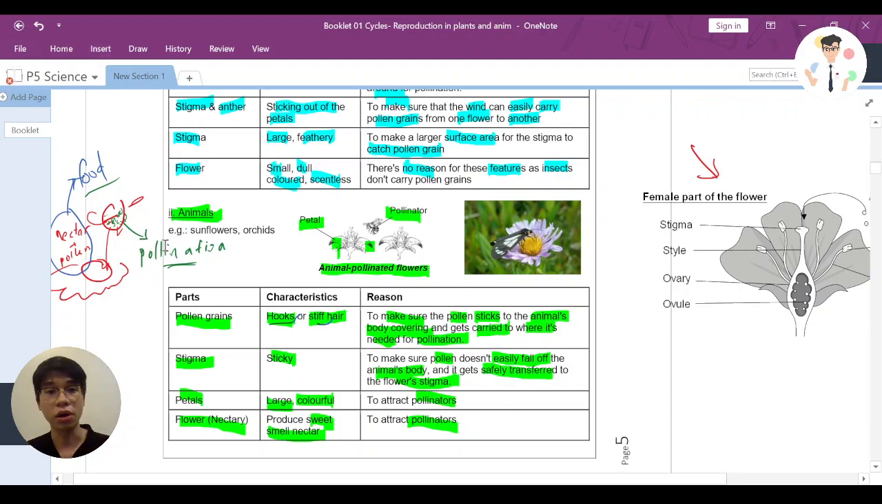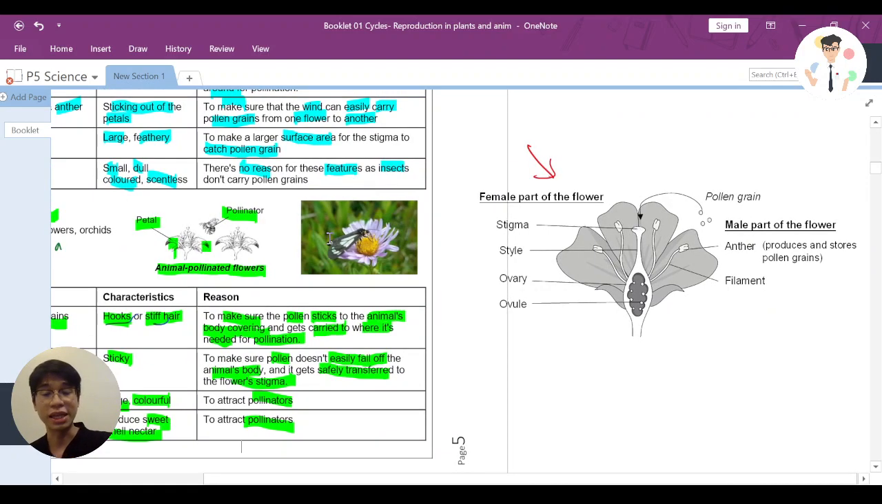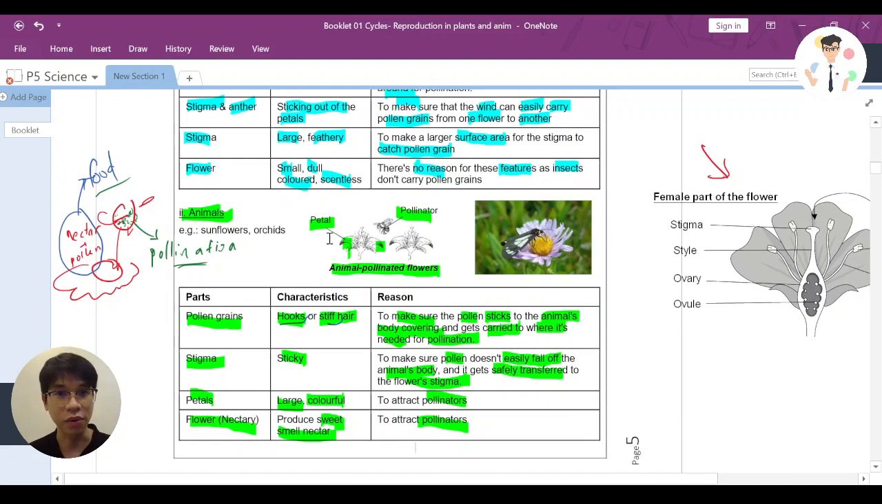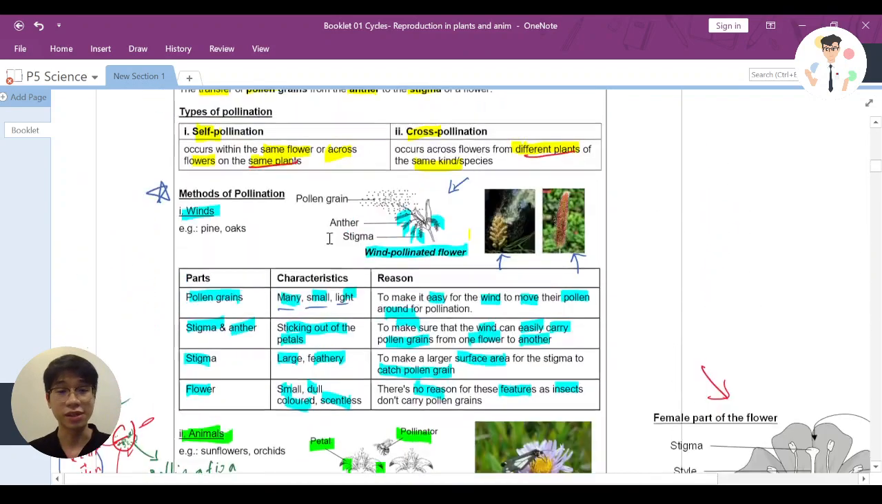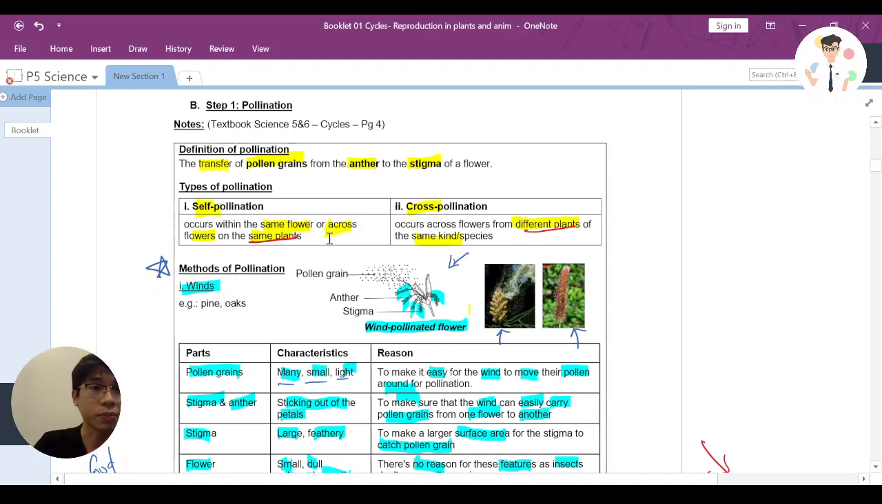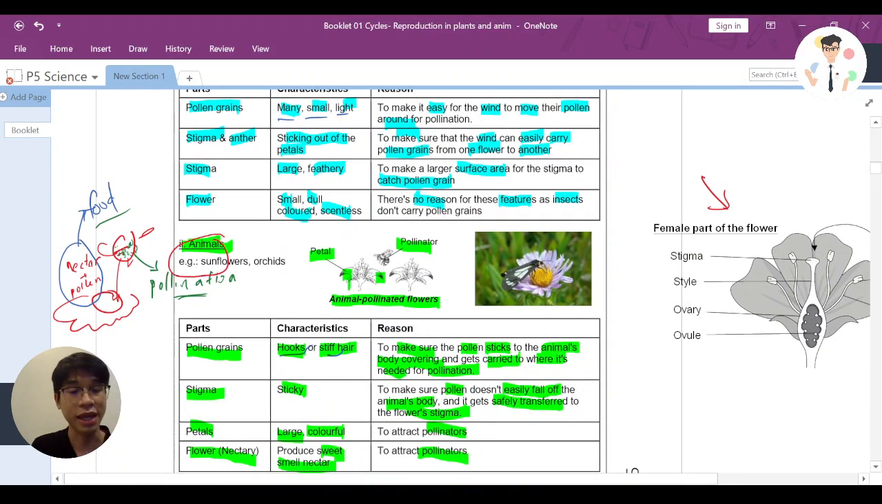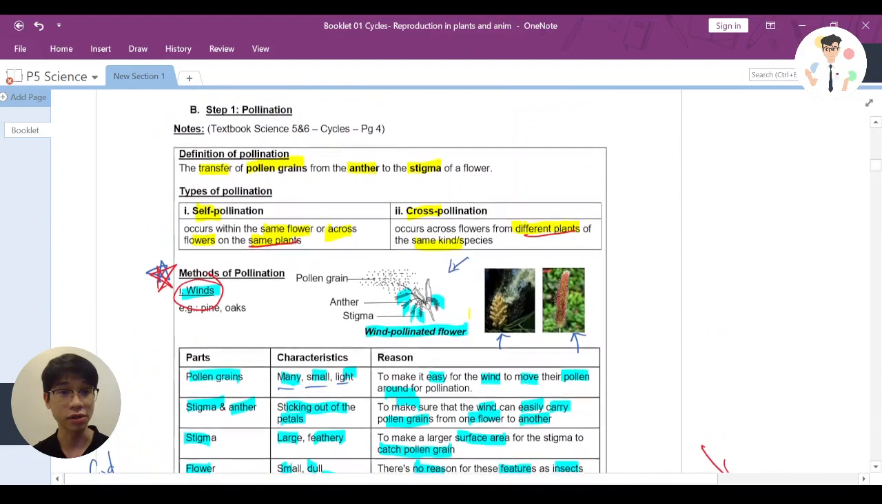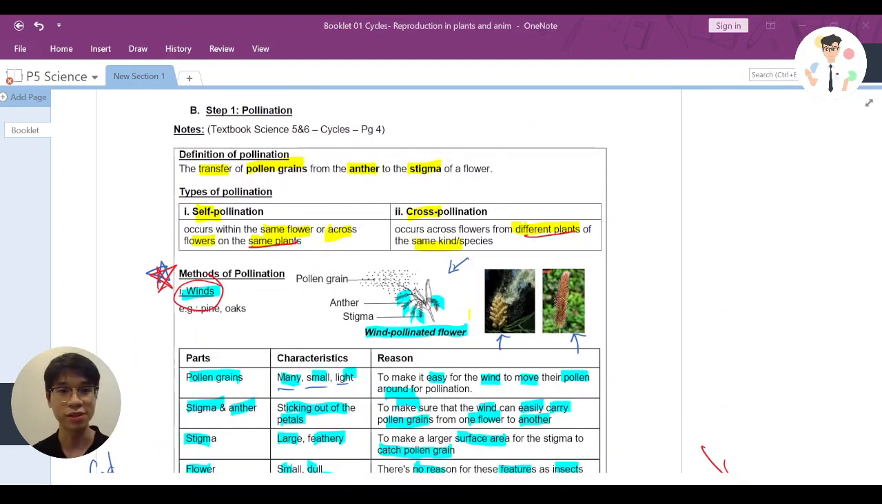So as you can see, this is what we learned in the previous video, and that is this animal pollinated flower. So we are done with the discussion for this session, step 1, pollination. But again, it's very important for you to know this part, methods of pollination. There's wind, there's animals, and the way the flower looks is different because of the methods of pollination too. Something important to take note of. Thank you. See you. Bye bye.